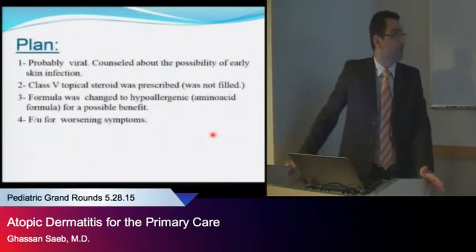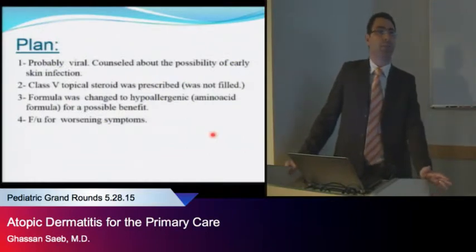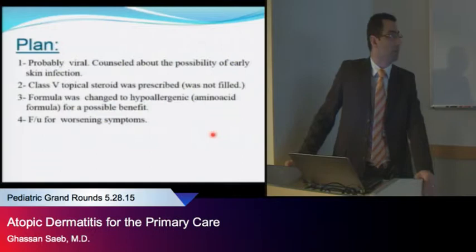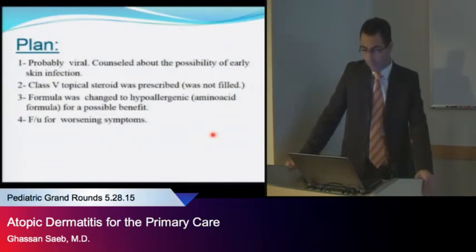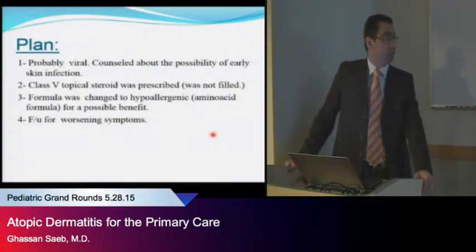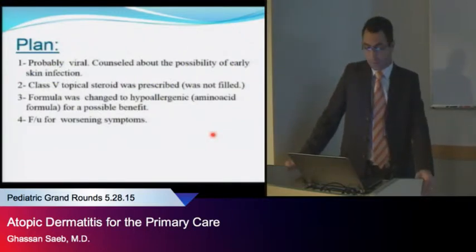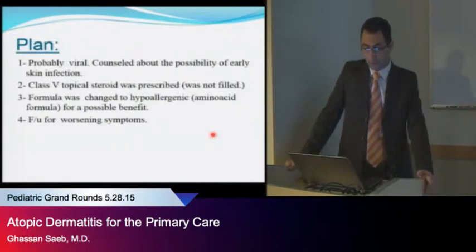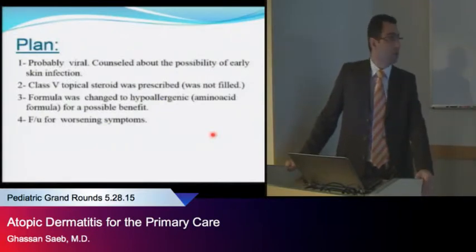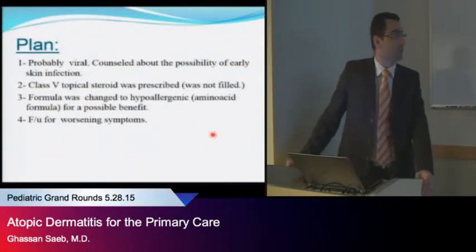I counseled the parents about the possibility of skin infection, and I told them to come back for worsening symptoms. And I prescribed a class 5 topical steroid for the skin problem, but they didn't actually fill it. And I changed the formula to Alimentum hypoallergenic formula for some possible benefit for patients with atopic dermatitis.